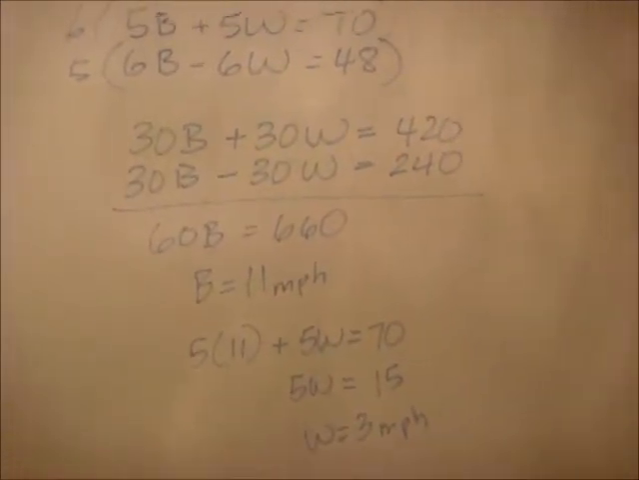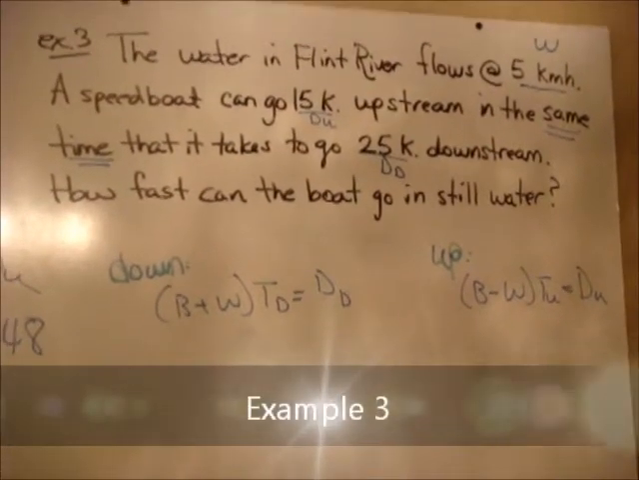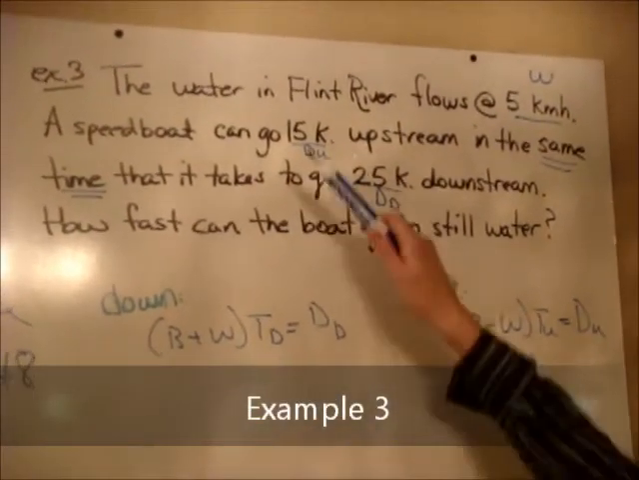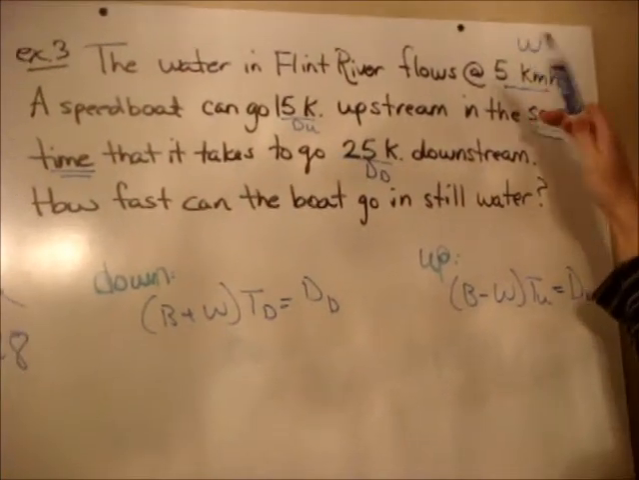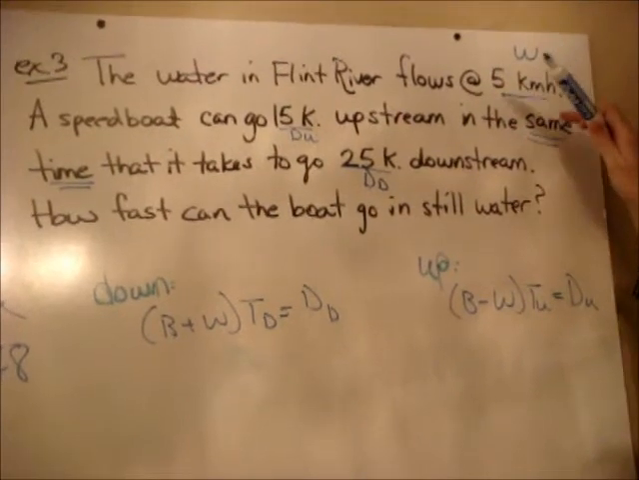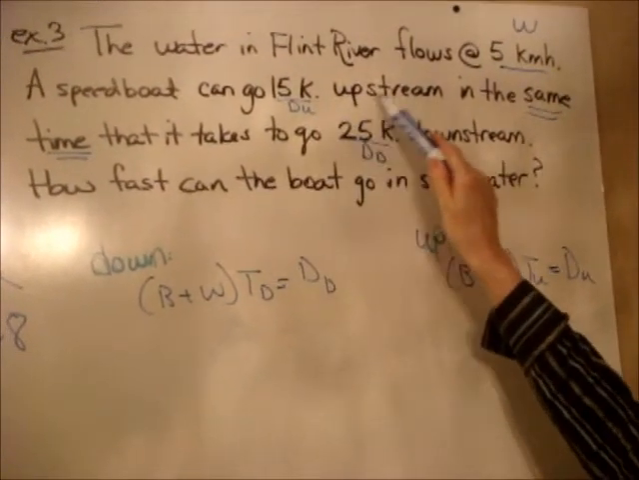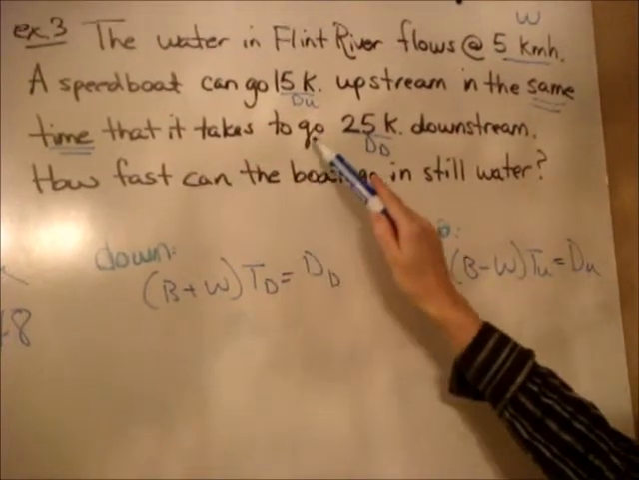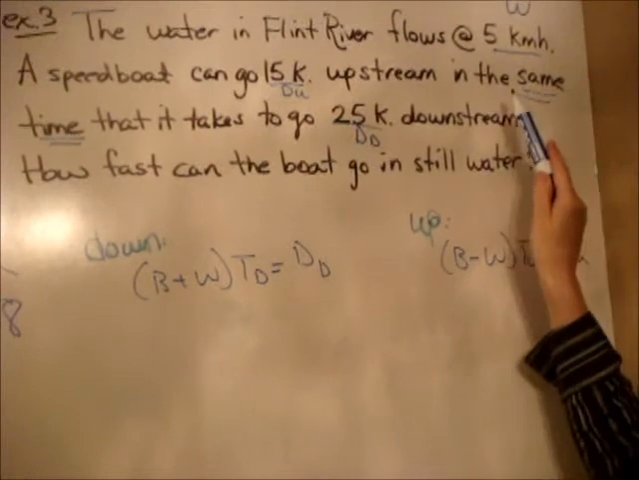Okay, our final problem is example 3. Example 3 is a little bit different, so pay attention. The water in Flint River flows at 5 kilometers per hour. So this time we're going to know the speed of the water, not the speed of the boat. A speedboat can go 15 kilometers upstream in the same time that it takes it to go 25 kilometers downstream. Note the same time.